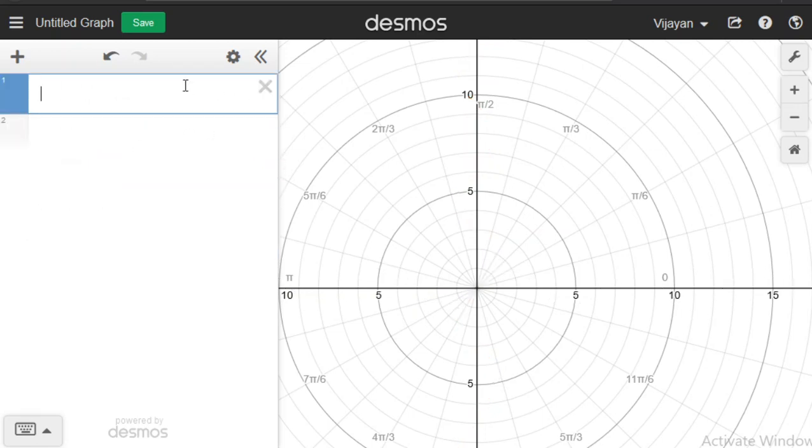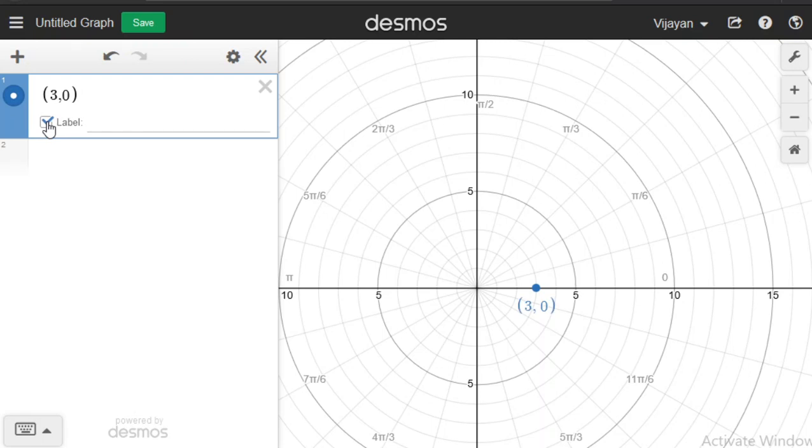Some simple expressions, like we will plot an ordered pair (3, 0). If we want, we can label it. We can click on label and add this point, say this point is A. So this point will be shown like this.